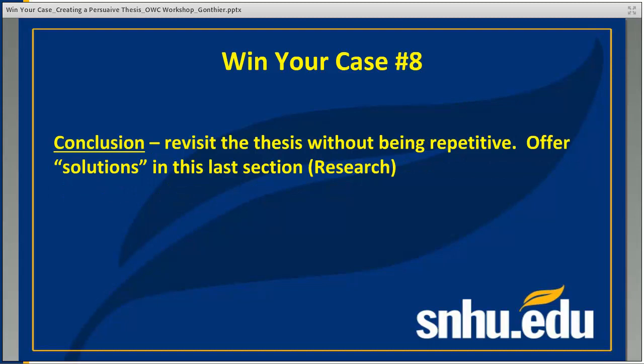Conclusion. Number 8, what are you doing? You're revisiting the thesis without being repetitive. You want to offer solutions in this last section. And I have in parentheses research. You might include a source, you might not. It really depends. But if you're thinking about the integration of sources, you might have something at the introduction to enhance the overview. You might have 1 or 2 sources in each claim. So let's just say for the sake of argument you have 1 claim.